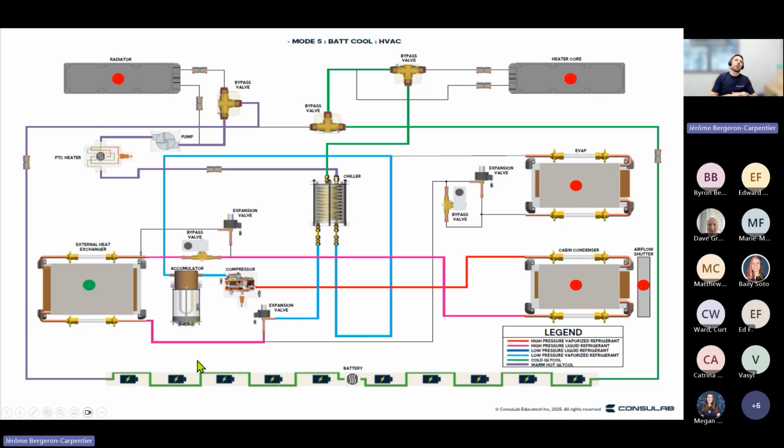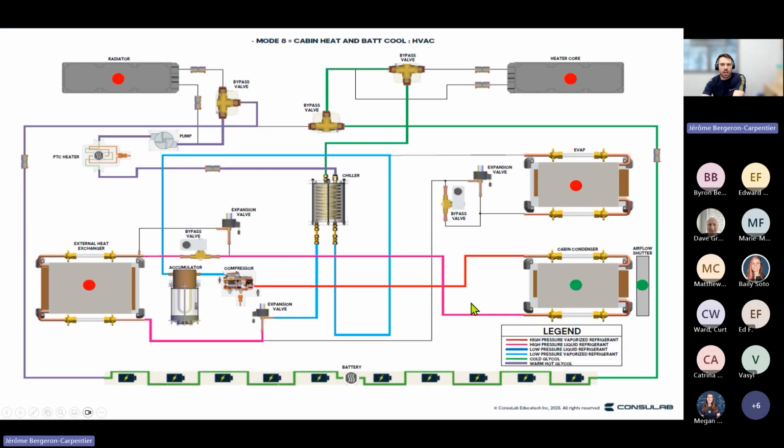So this is how we're going to regulate the high voltage battery temperature, which is normally a good thing since we want to protect the high voltage battery from any runaway, and we want to keep the range of the vehicle quite high.